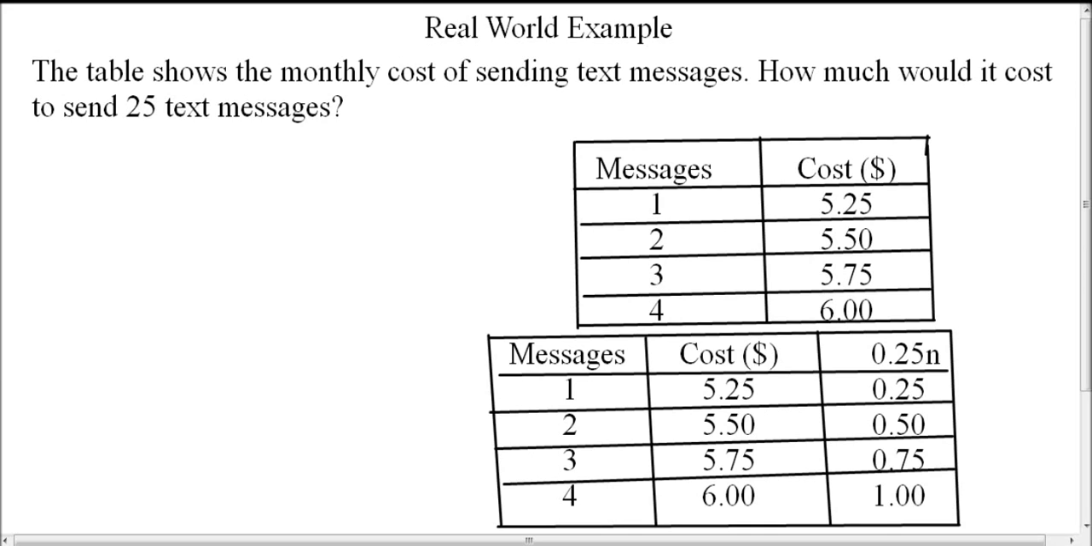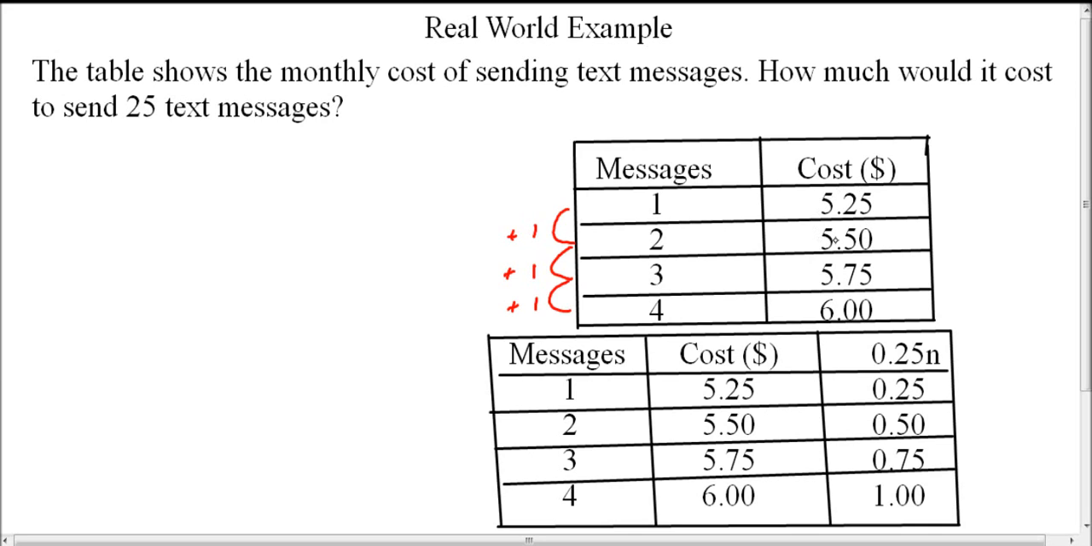If we are looking at our messages, we can see here is 1, and from here to here is 1, and from here to here is 1, and we're talking about adding 1. Okay, so we are adding 1. So we go to the other side and we see one message costs $5.25. The second message costs $5.50.